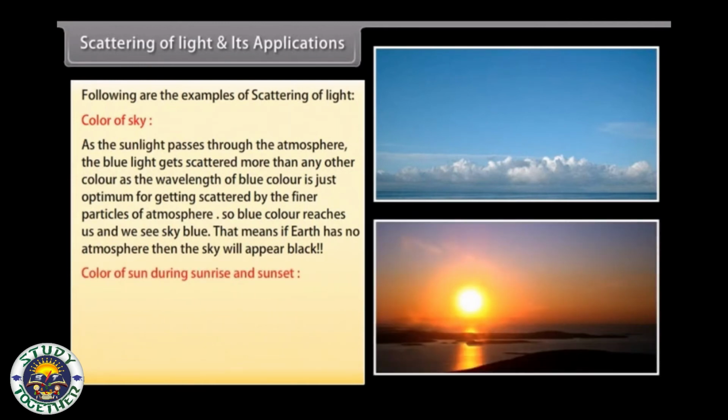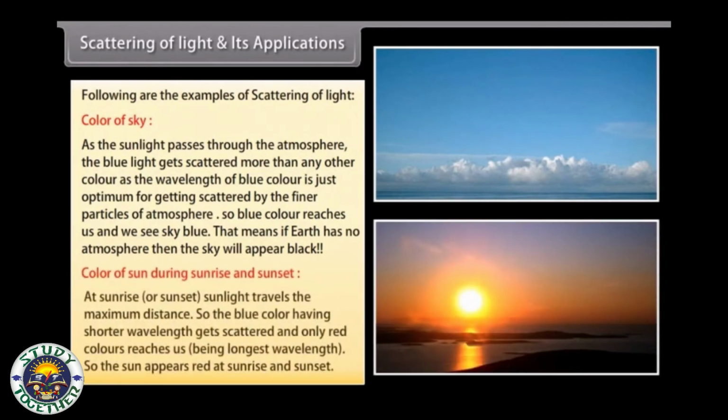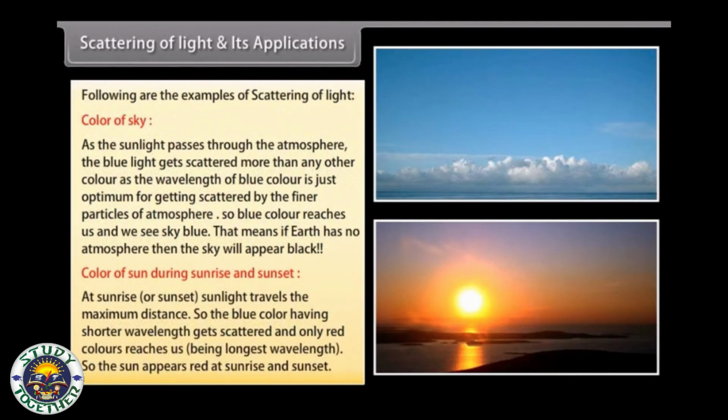Color of the sun during sunrise and sunset. At sunrise or sunset, sunlight travels the maximum distance. So the blue color, having a shorter wavelength, gets scattered and only red color reaches us, being of the longest wavelength. So the sun appears red at sunrise and sunset.